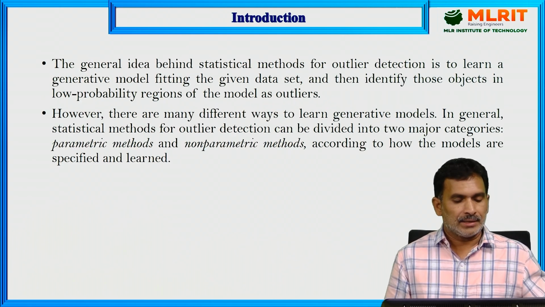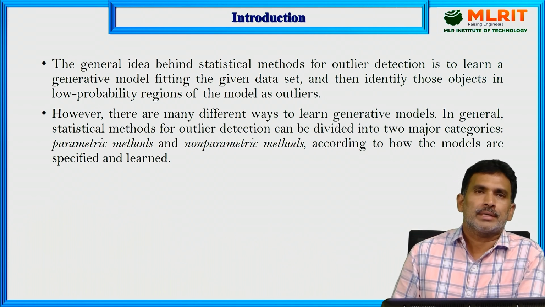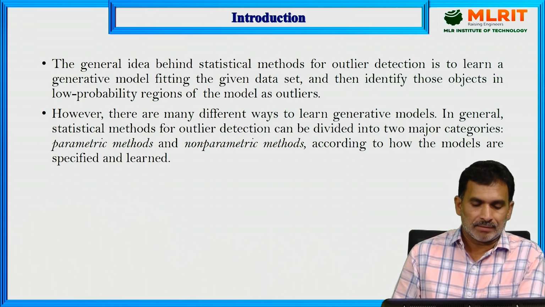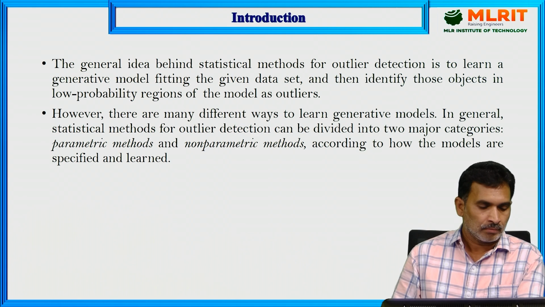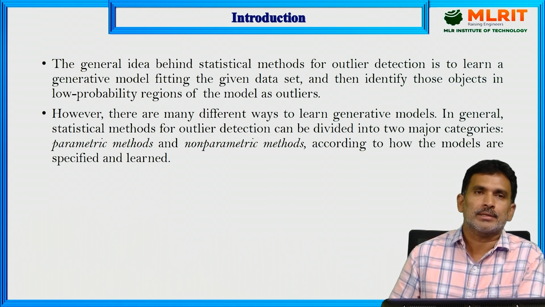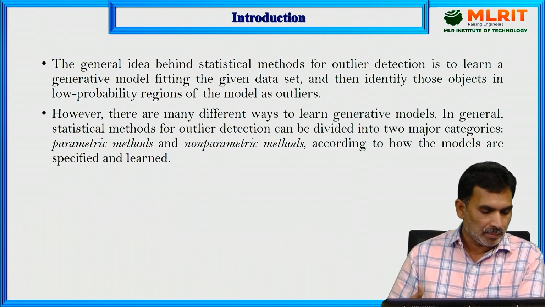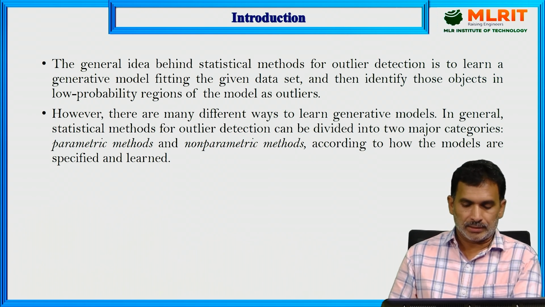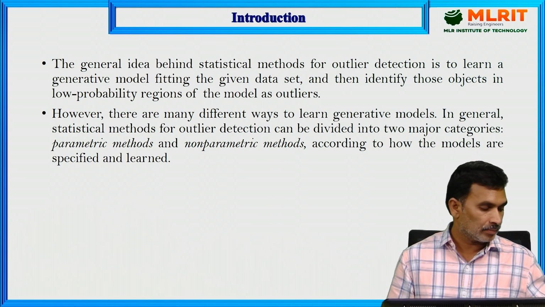The general idea behind statistical methods for outlier detection is to learn a generative model fitting the given data set, and then identify those objects in the low probability regions of the model as outliers. However, there are many different ways to learn generative models. In general, statistical methods for outlier detection can be divided into two major categories, parametric methods and non-parametric methods, according to how the models are specified and learned.